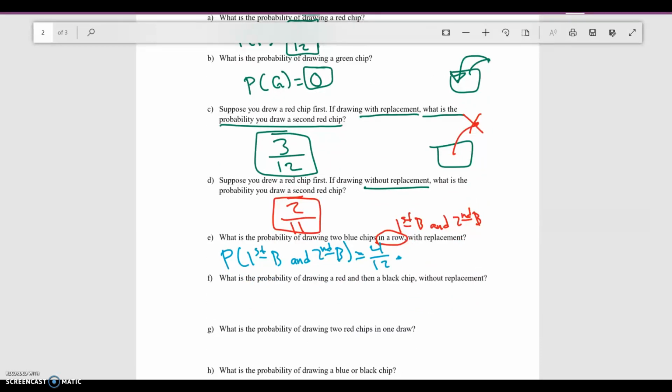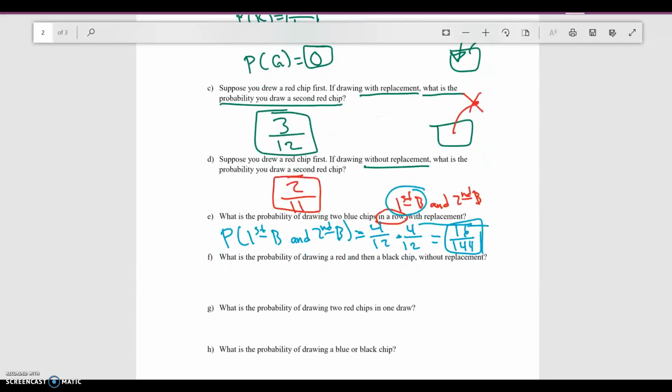Okay. And I'm going to multiply it by the probability of getting the second one being blue, given that the first one was blue. So if the first one was blue and I replaced it, that means that I didn't change the number of items that I had. So I still have 12. Did I change the number of blue? Nope, it's still going to be 4. Okay, so this is going to be 16 out of 144. Okay, that is going to be my answer.